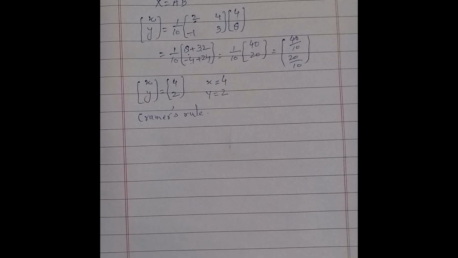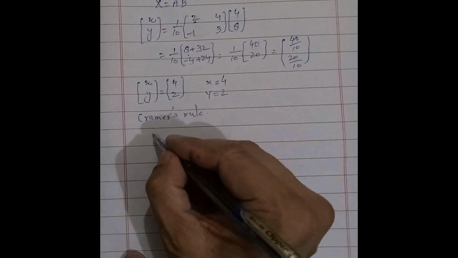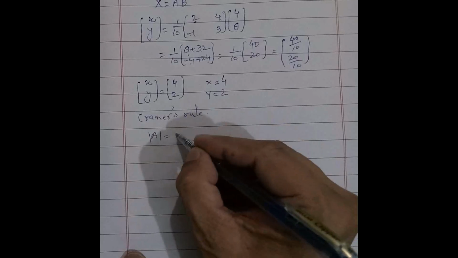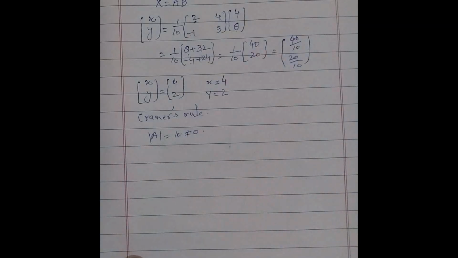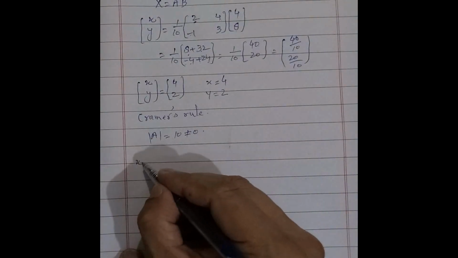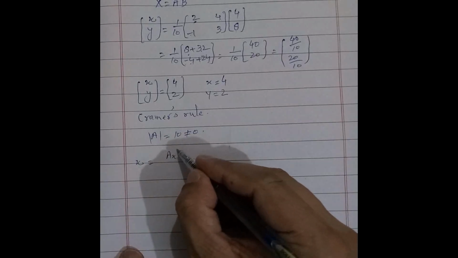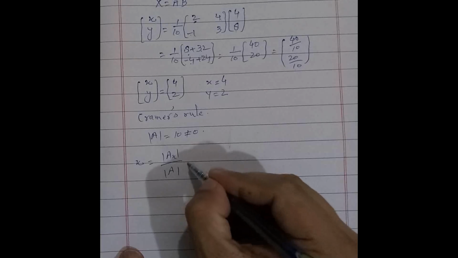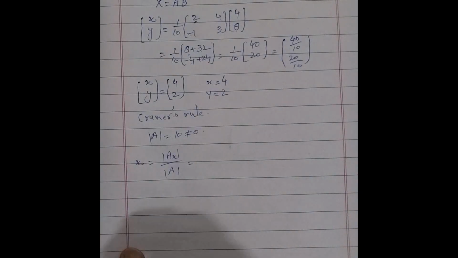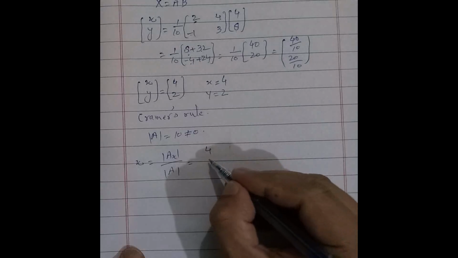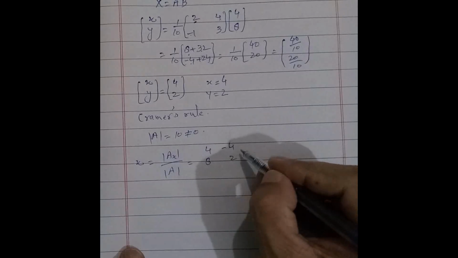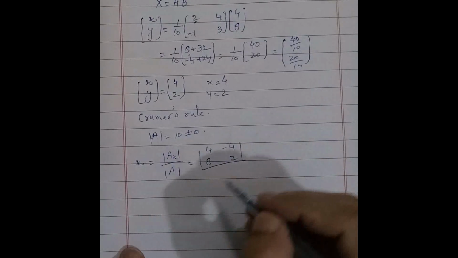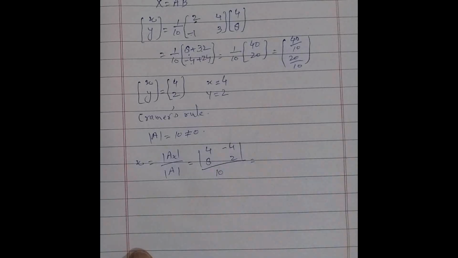In Cramer's rule, we first find the determinant of A, and we know that the determinant of A is equal to 10, which is not equal to 0, and it is non-singular, and we can solve it further. To find the value of x, we find the Ax determinant over the A determinant. The Ax determinant is 4, 8, minus 4 and 2, over the A determinant, which is equal to 10.